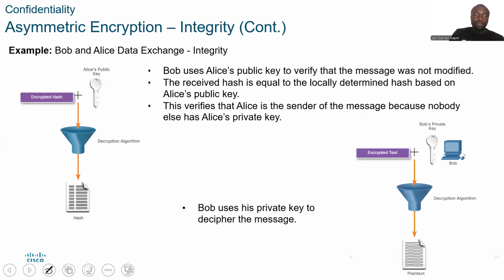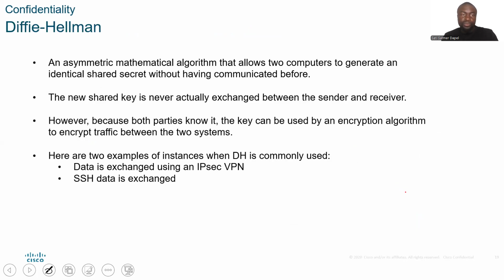So I want to believe we now get the concept of it. You definitely need the public key and the private key, all right, for both encryption and decryption. Diffie-Hellman is an asymmetric mathematical algorithm that allows two computers to generate an identical shared secret without having communicated before. That makes sense. They have not talked before, but they will create and generate an identical shared secret.